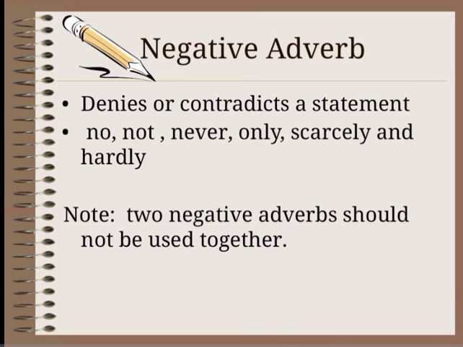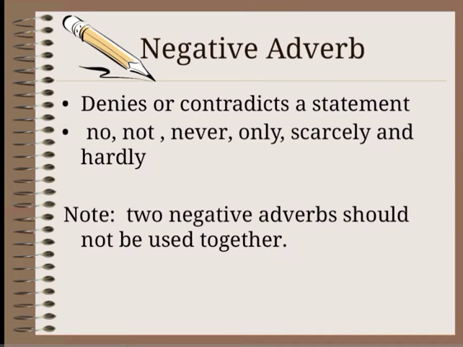So the third category, negative adverb. Negative means the opposite meaning of positive. When I give it in detail, you can understand what the negative adverb is. The negative adverb denies or contradicts a statement: no, not, never, only, scarcely, and wholly. So these are called negative adverbs. Two negative adverbs should not be used together.